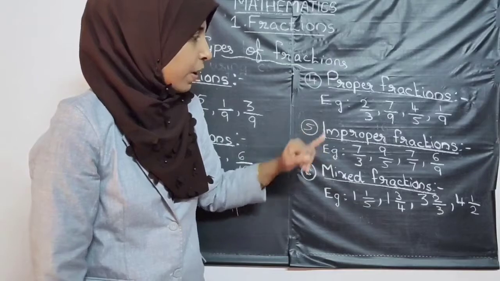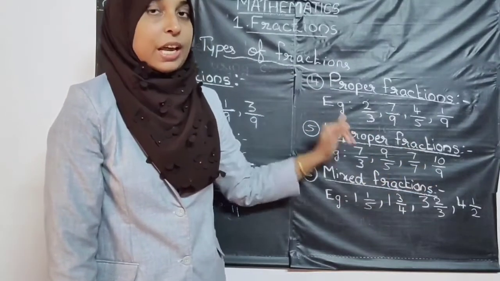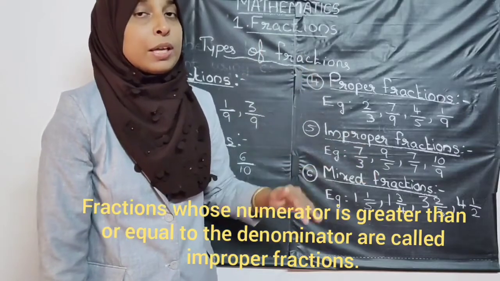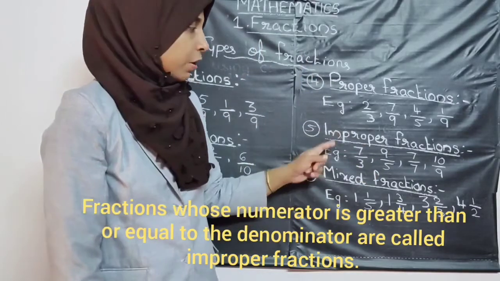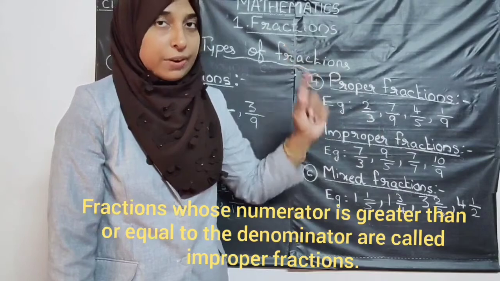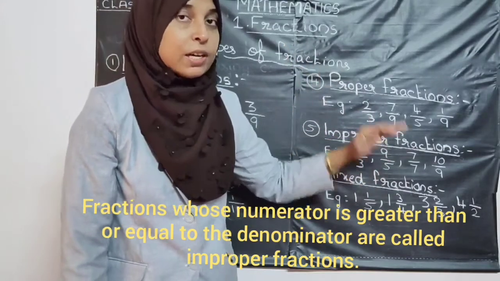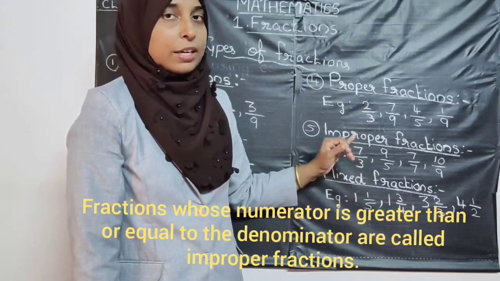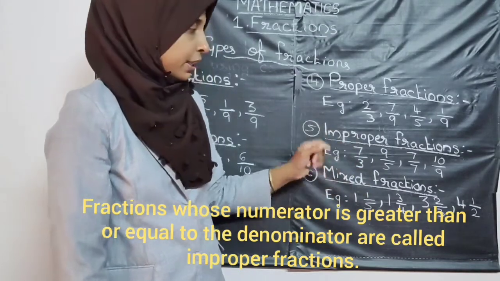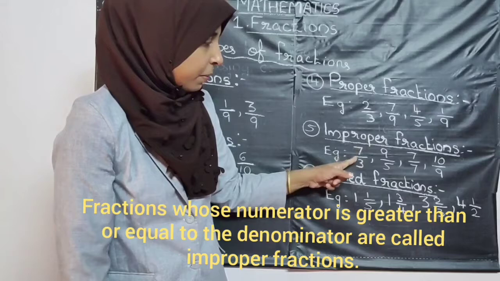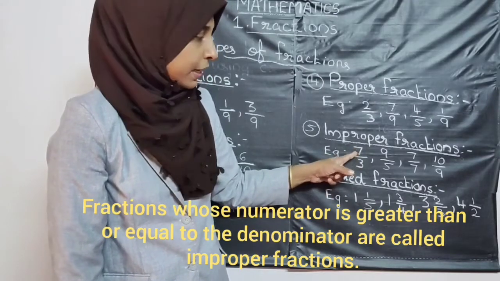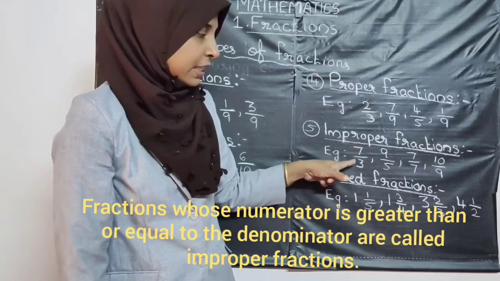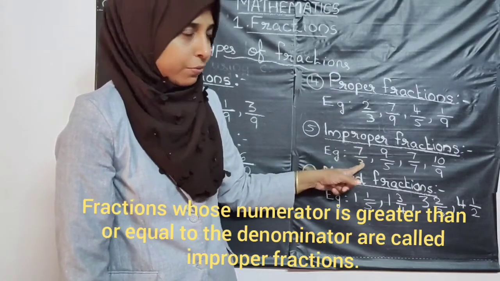Okay, next one is improper fraction. Fractions which have the numerator greater than or equal to the denominator are called improper fractions. Look here, example, 7 by 3. Here 7 is the numerator and 3 is the denominator. 7 is greater than 3, so it is an improper fraction.